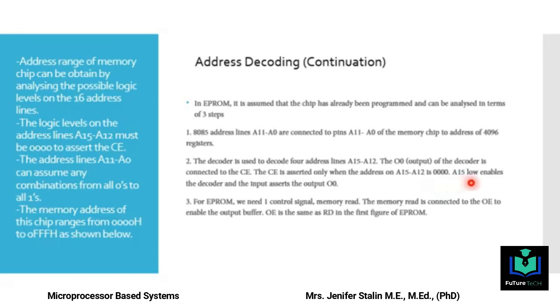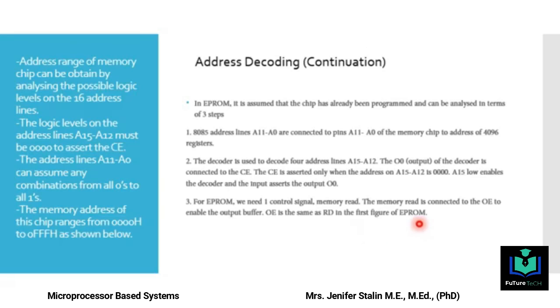The A15 low enables the decoder and the input asserts the output 0, that is A15 is connected to the E3, that is enable 3. Whatever the A15 has is carried to the chip select signal. So for EEPROM, we need one control signal, that you know what is that? It is the memory read signal.